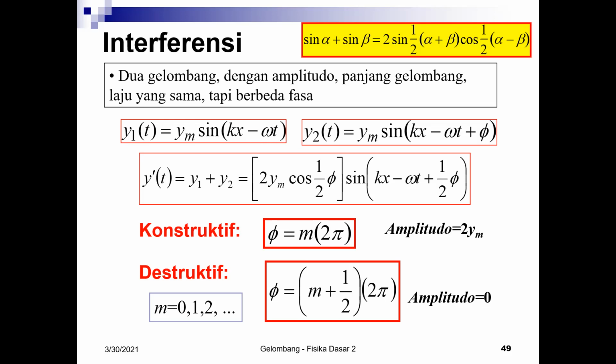So constructive means we have maximum amplitude. And this is, let's say, minimum amplitude. This is brighter and this is darker. This is louder and this is silencer.